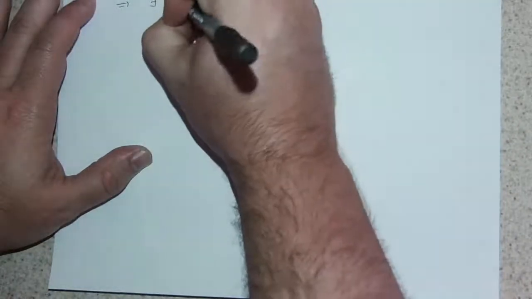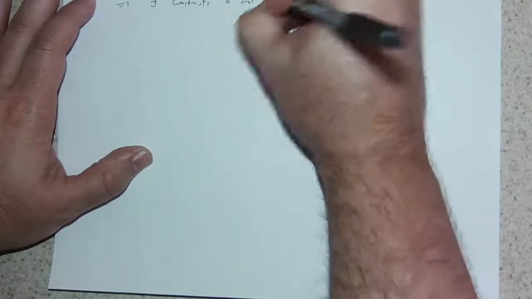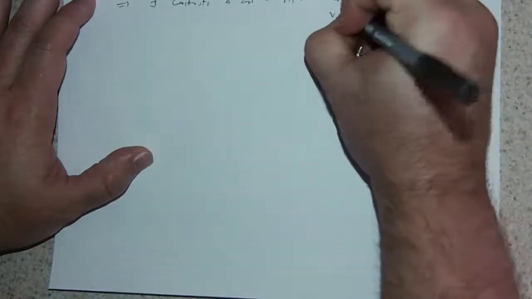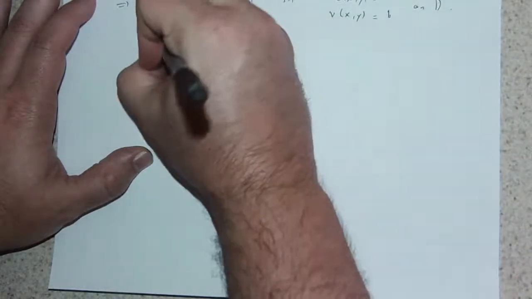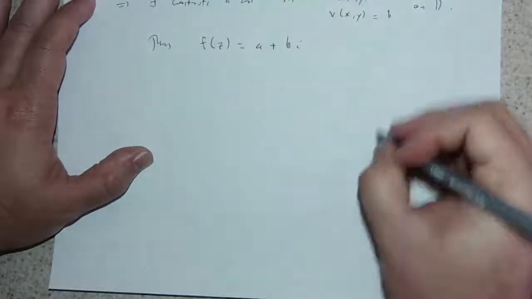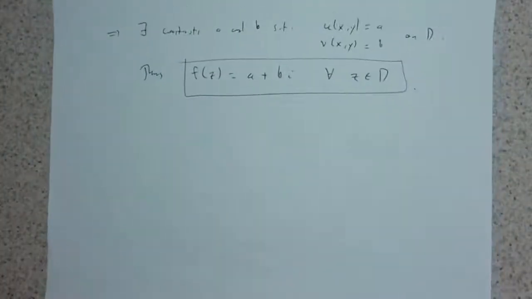So there must exist constants a and b such that u of x y is equal to a and v of x y is equal to b on D. Thus, f of z is equal to a plus b i for all z in D. Thus, it is constant. It is that constant complex number for all points z in D. Okay.